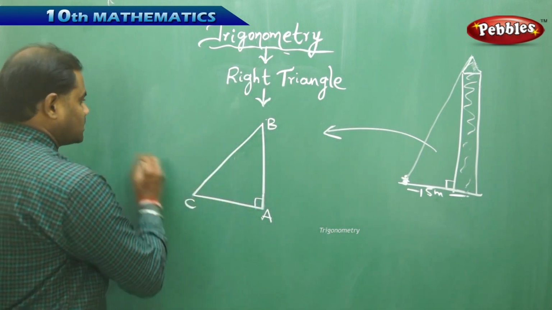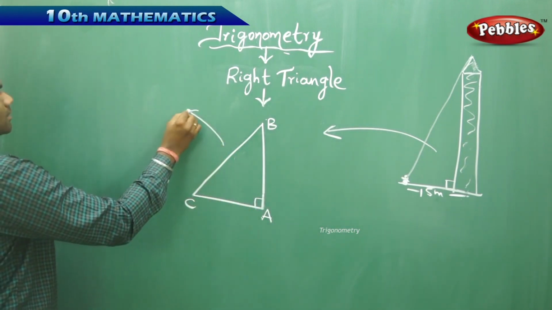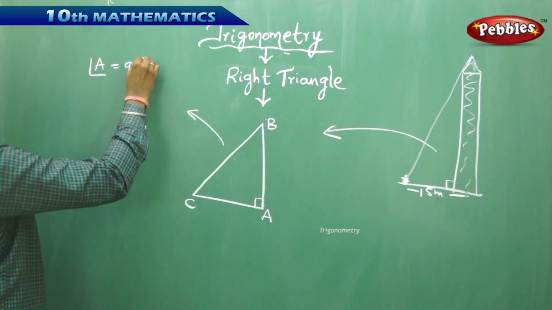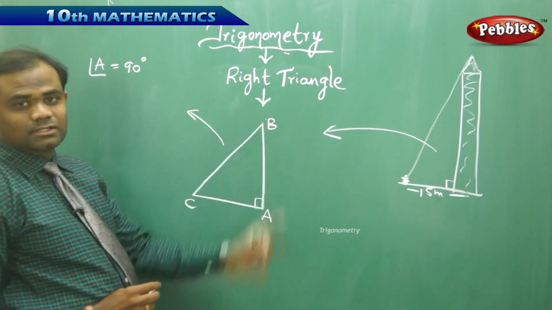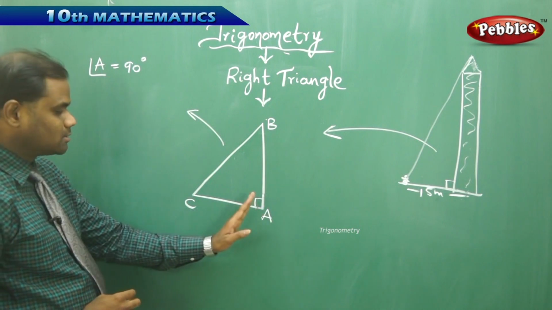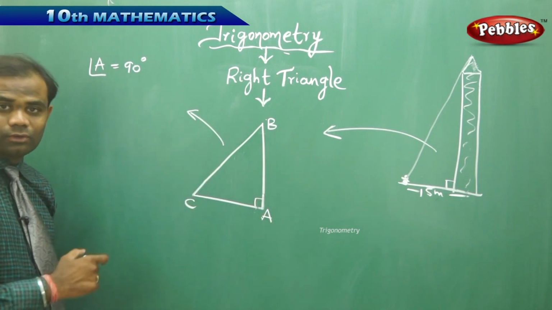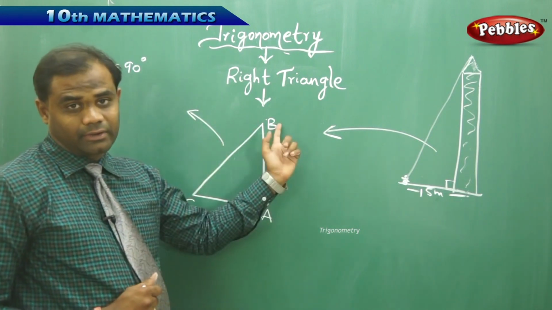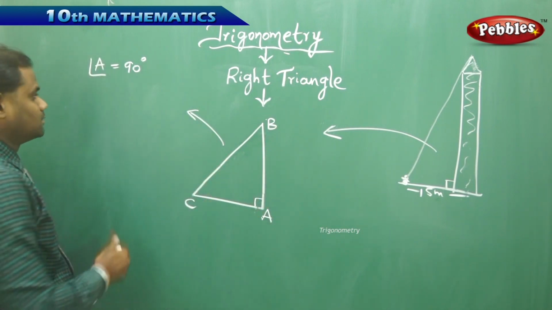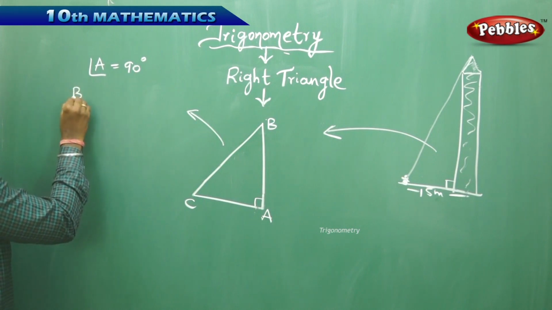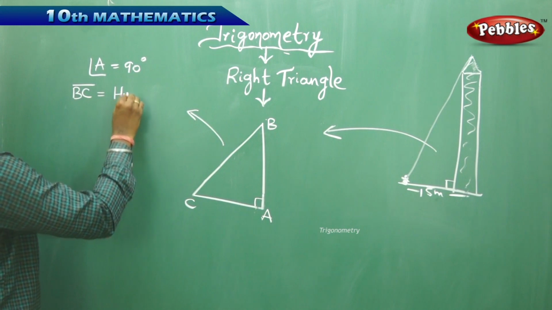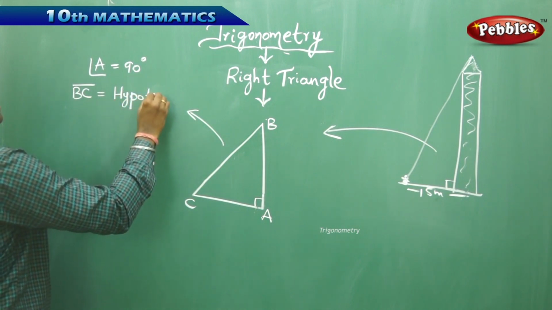If angle A is 90 degrees, then BC is called the hypotenuse because this is opposite to 90 degrees. The side opposite to 90 degrees will always be the longest side in a right angled triangle, and that side is called the hypotenuse, the longest side. So BC is called hypotenuse.